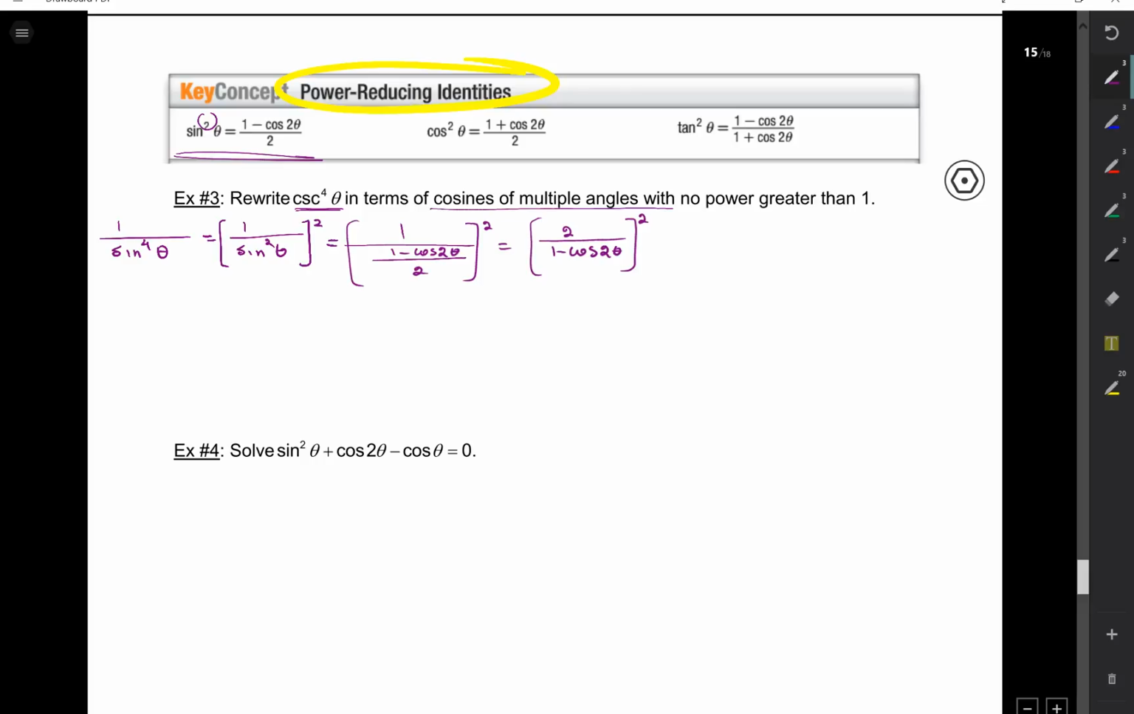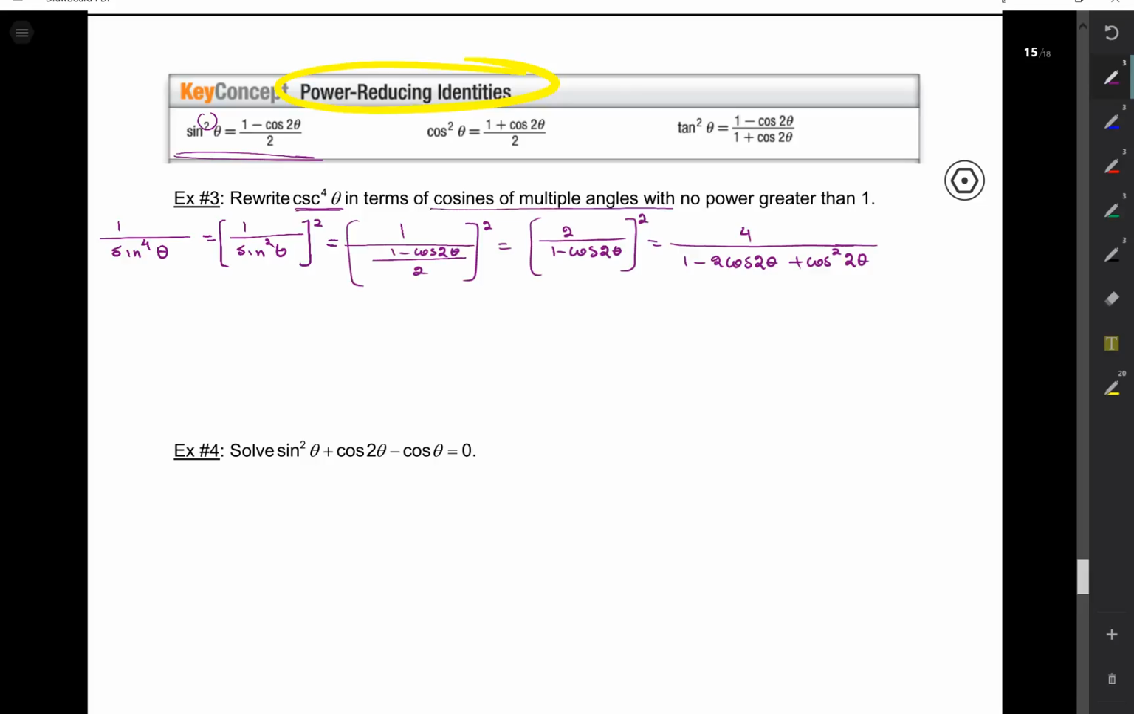Oh my God, what am I going to do now? Well, why don't I multiply in the square? So 2 squared gives me 4. Let's square the bottom, right? What are we going to get if we square the bottom? 1 minus 2 cosine 2 theta plus what? Right, cosine squared 2 theta.